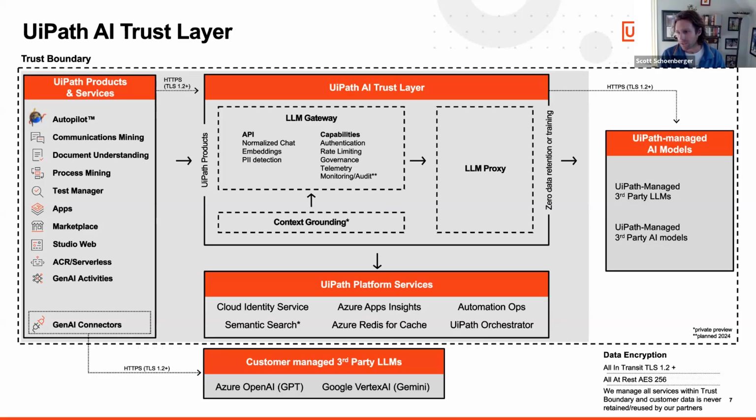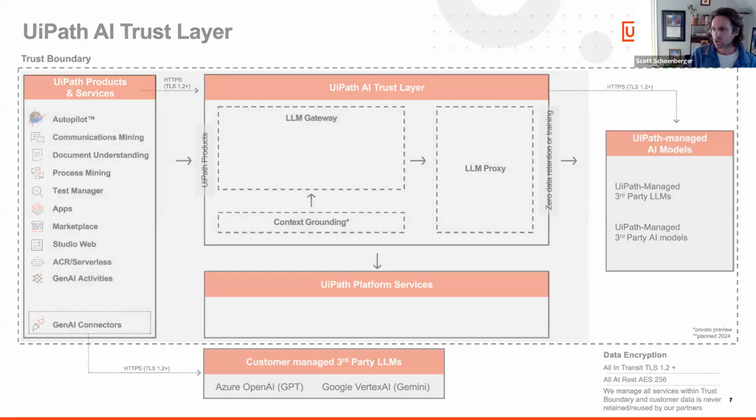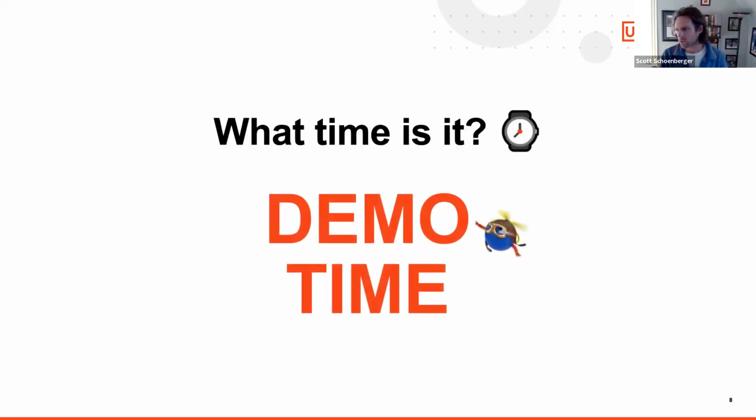So basically what we've made available is that the GenAI activities can connect to the LLM gateway directly, and they give you access to these managed subscriptions to the most popular, for right now, closed large language models, primarily from Azure OpenAI and also Google Vertex, but we'll be adding more in the future. So let's move on to the first demo.